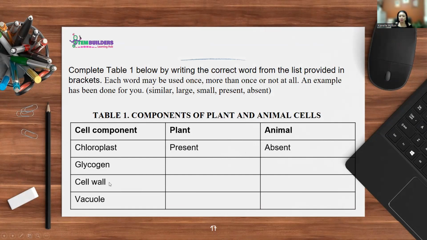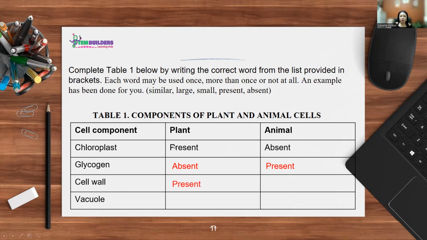to complete the table. So glycogen, so you can have glycogen grains, glycogen granules, and glycogen, of course, is a storage carbohydrate, but it is only found in animal cells. And it is the opposite of the starch grains that is found in the plant cells. So starch is also a storage carbohydrate, but it is found in plants, while glycogen is a storage carbohydrate that is found in animals.